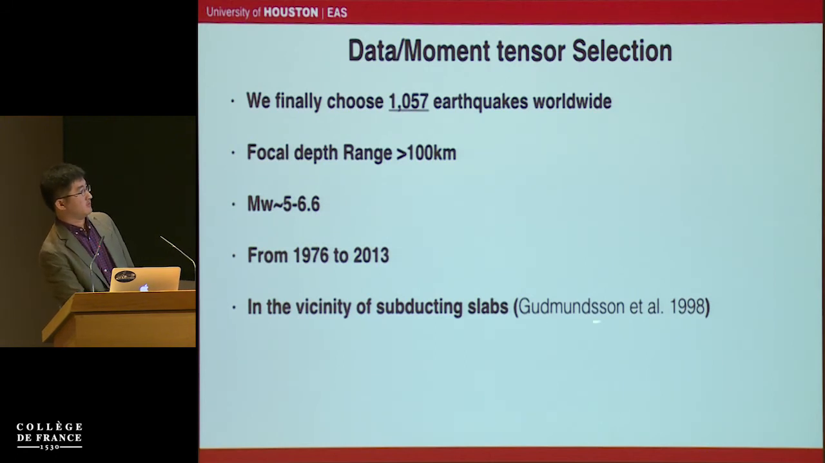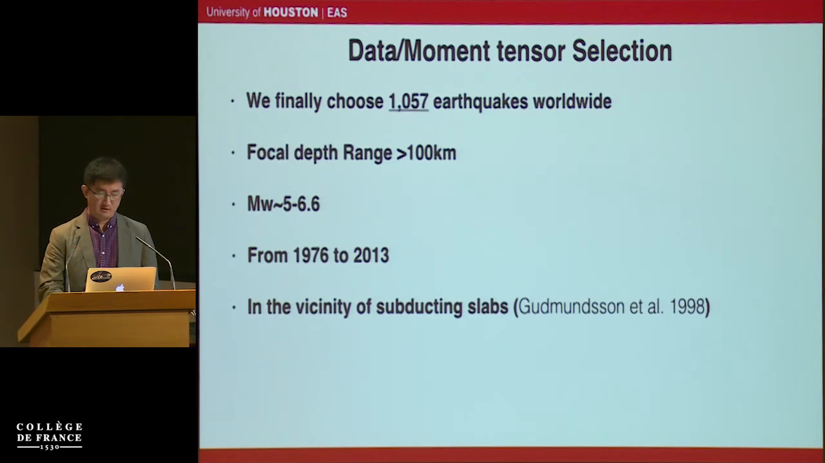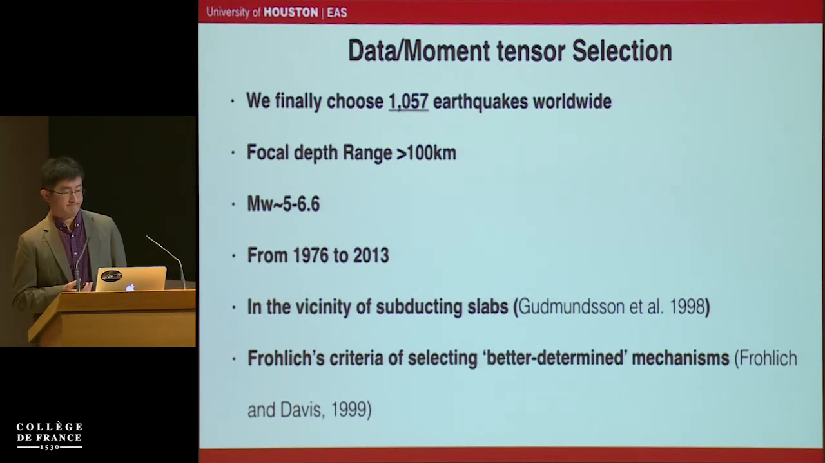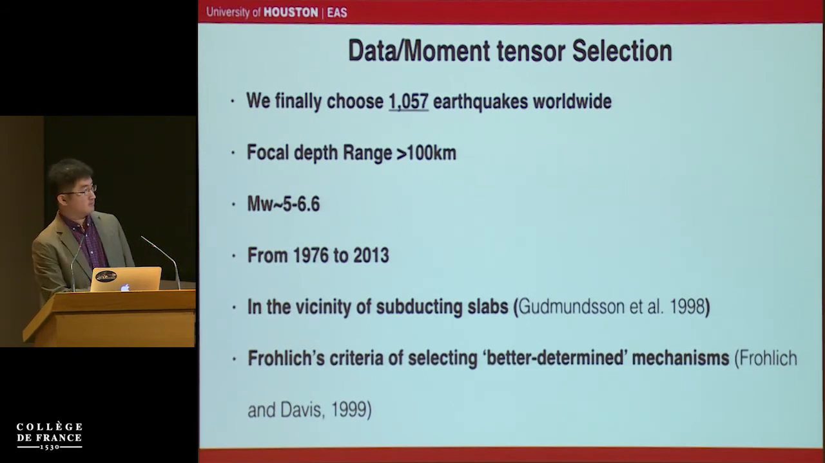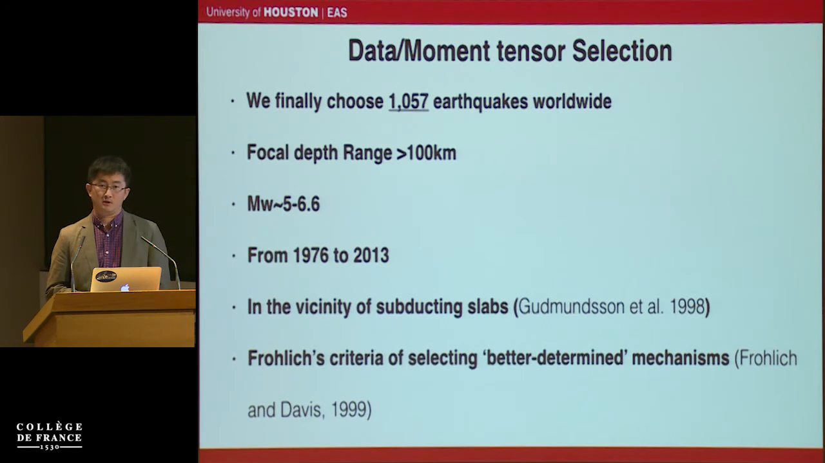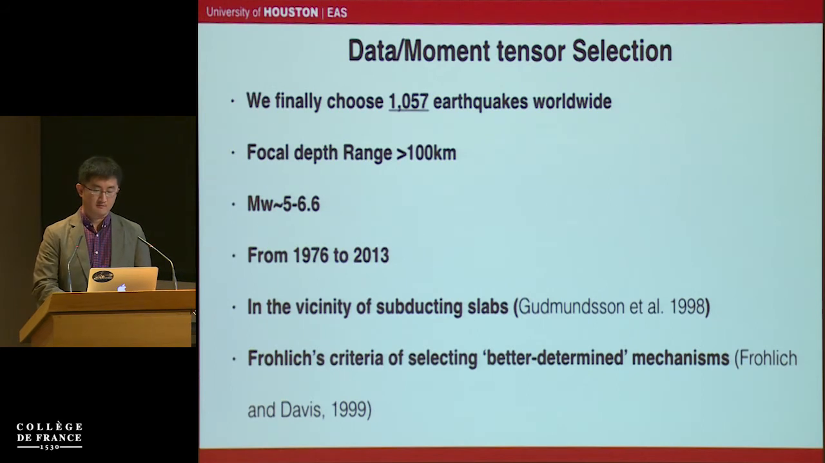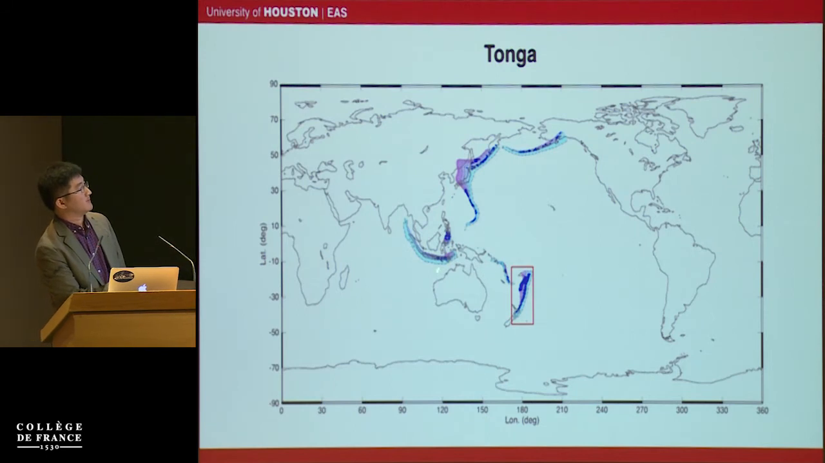The slab geometry is defined by this paper, by fitting the best surface through the seismicity. And then we apply Frohlich's criteria for better determined mechanisms, CMTs. Those are a set of criteria you follow for well-determined moment tensors. After applying these criteria, we got 1,057 earthquakes in these subduction zones. First is Tonga, then Vanuatu, Java, Japan, and the Aleutians.